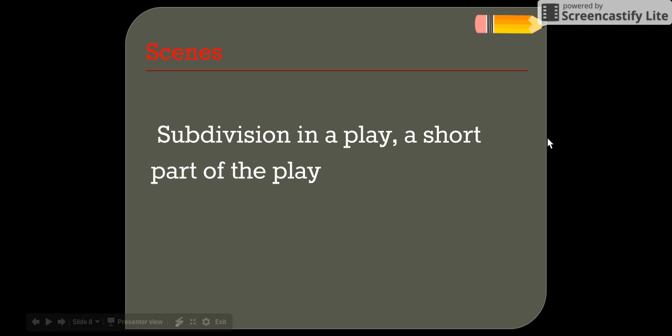Here is our next slide for you to copy. So go ahead and copy this. And this is a scene. A scene is pretty much a subdivision in a play. It's a short part of the play. You can have acts in a play, and then each act is broken up into scenes. So say scene 1, scene 2, and it's just like the beginning, the middle, and the end, right? It's just breaking up into different parts so that the actors know when they're supposed to head out and change right before the next scene. So go ahead and copy this in your notes.